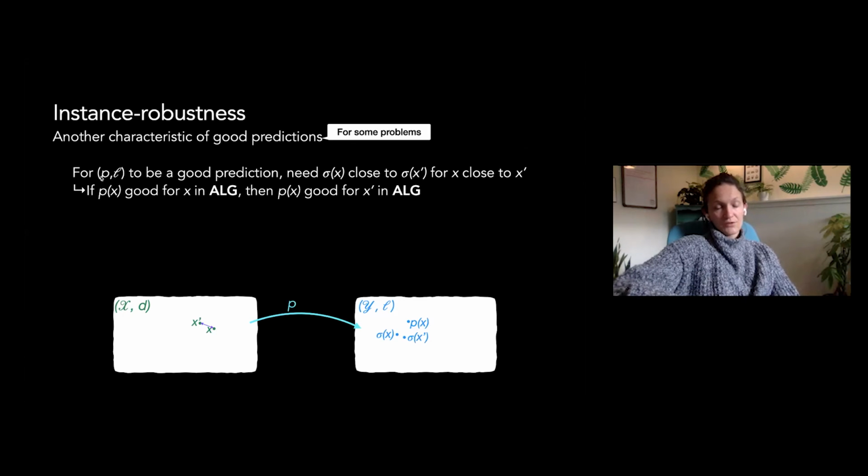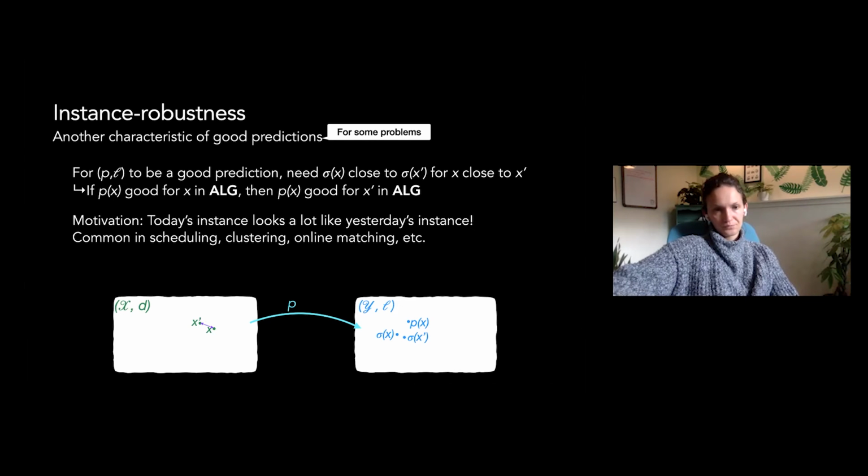So in words, for some problems, for P to be a good prediction, you need sigma of x close to sigma of x prime when x is close to x prime. In particular, if the prediction for x is good for x in your algorithm, then it's also a good prediction for the nearby instance x prime. As I said on the last slide, the motivation for this comes from the idea that today's instance might look a lot like yesterday's instance.